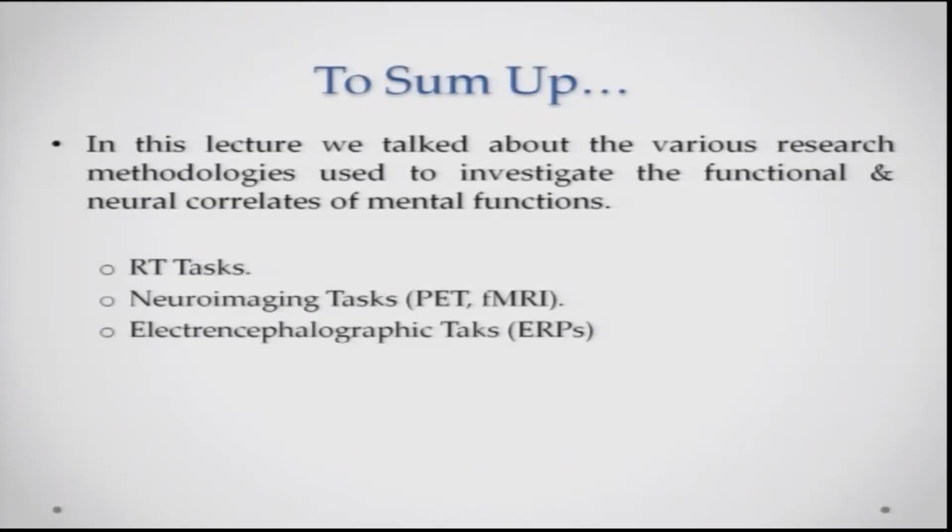Let us sum up what we talked about in today's lecture. We talked about a variety of ways in which research methodologies have been used to study the abstract mental functions which we have been stressing in the cognitive psychology domain. We talked about reaction time tasks and how they have been used to investigate different mental functions. We talked about neuroimaging techniques like PET and fMRI. And we finally talked about electroencephalographic methods, for example ERPs. That is all for today, and this was basically about the research methods specific to cognitive psychology.